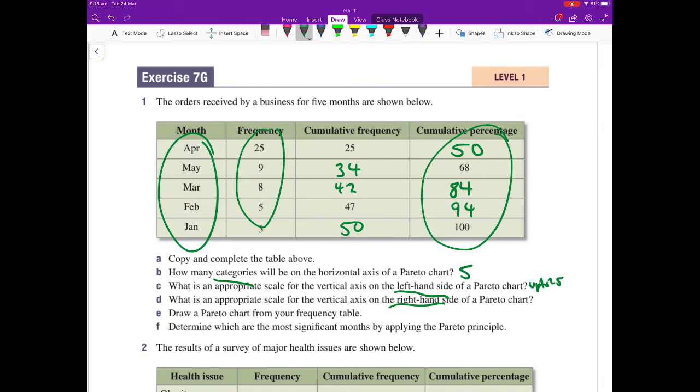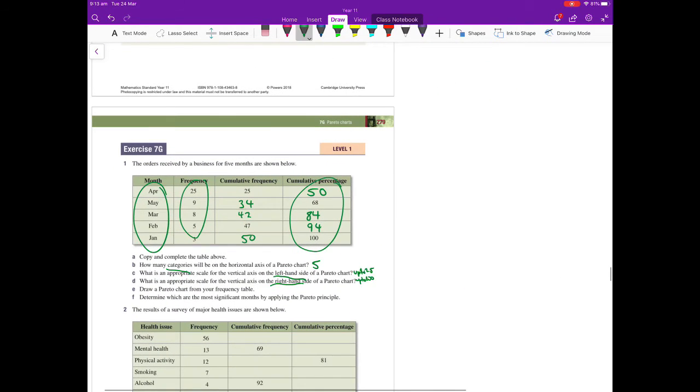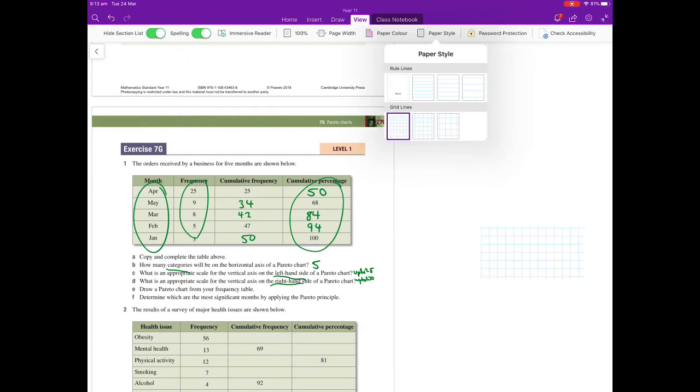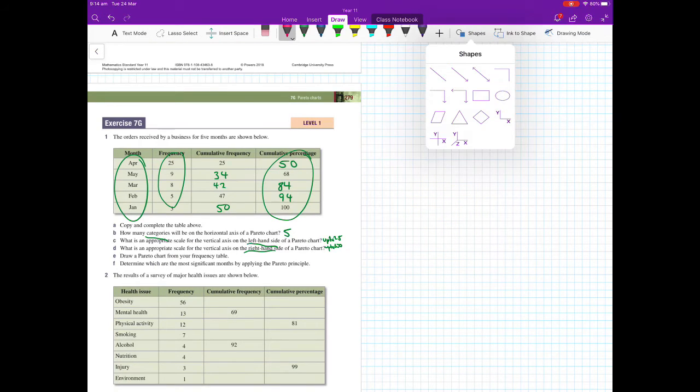On the right hand side you're using your cumulative frequencies percentage, which again needs to go up to 100. I'm probably going to go up by 20s on that one just so that I've got the same amount of denominations as I had on the left hand side. But as long as you've got it set out evenly, it doesn't particularly matter. Let's grab some grid lines because I'm hoping we're all using grid books at this point. And put down my axes.